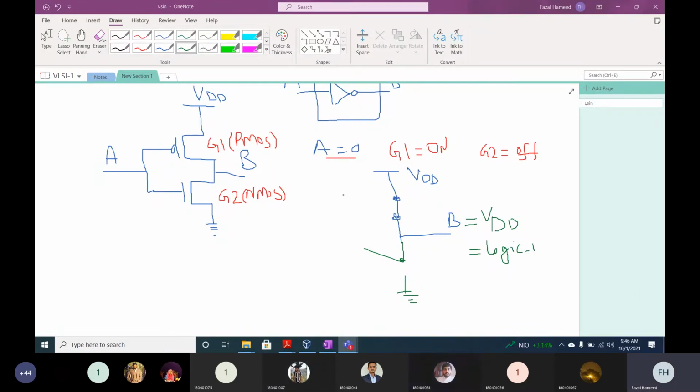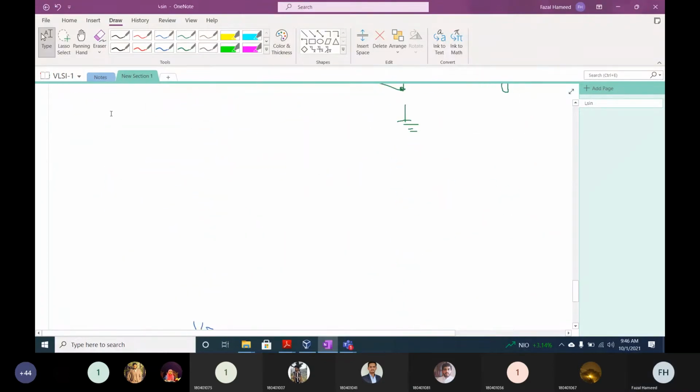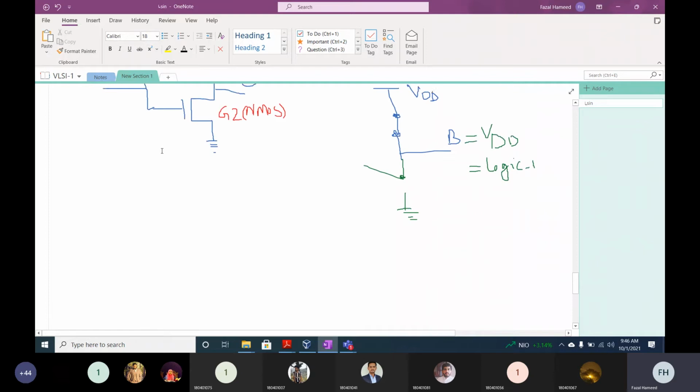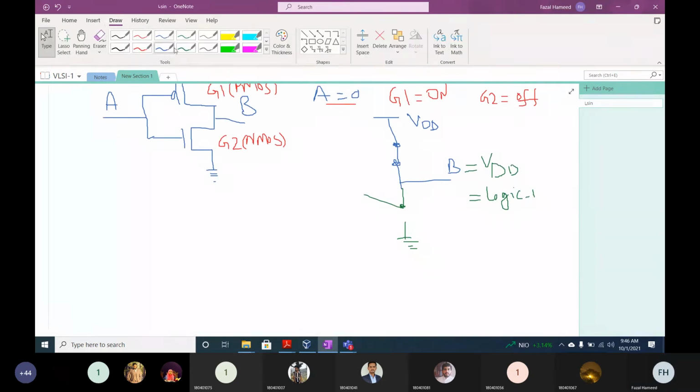So now we look at another scenario. What is the other scenario? A is equal to 1. When A is equal to 1, in this other scenario, A will be 1. So A is equal to logic 1.